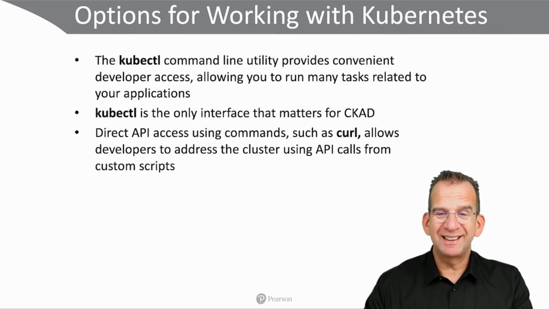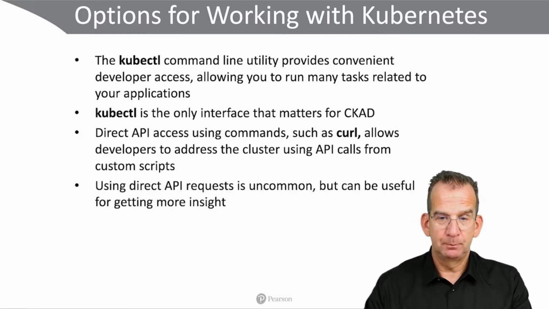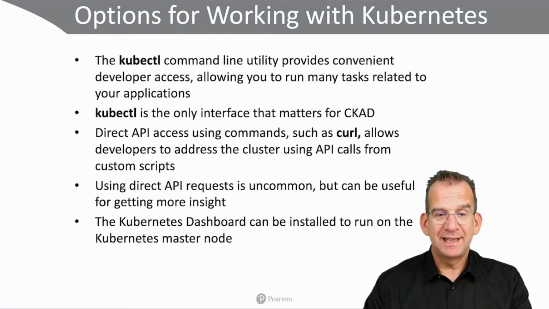Also, you can use direct API access, but that's more advanced, and it allows developers to address the cluster using API calls from custom scripts. Curl is the utility that you would typically use for direct API access, and I will demonstrate much later in this course when that can be useful. Briefly, using direct API access is very uncommon, but it can be useful to get more insight in the workings of Kubernetes.